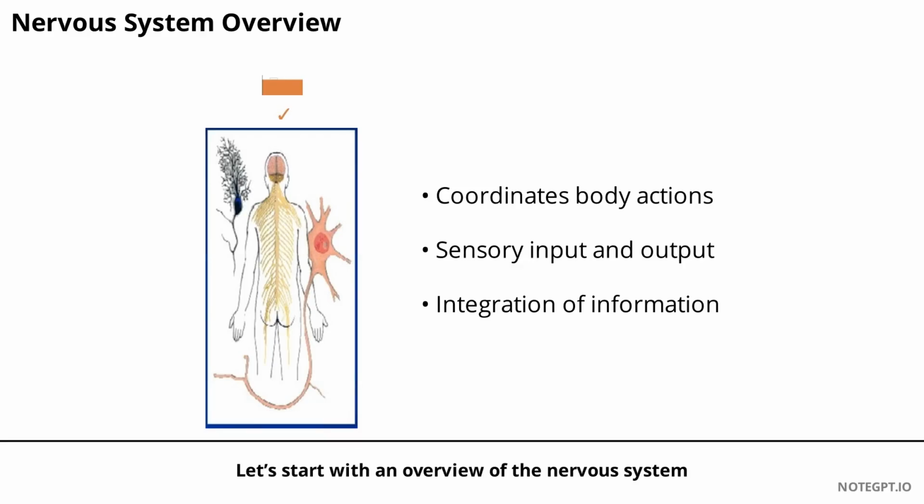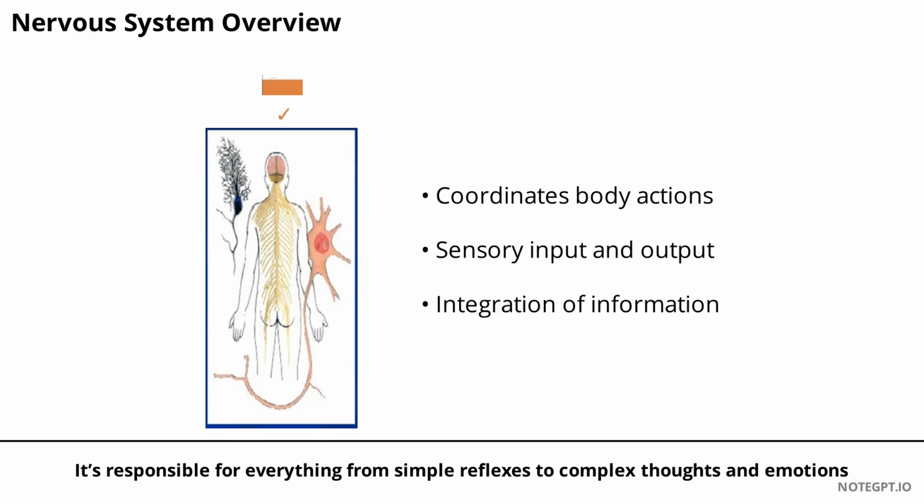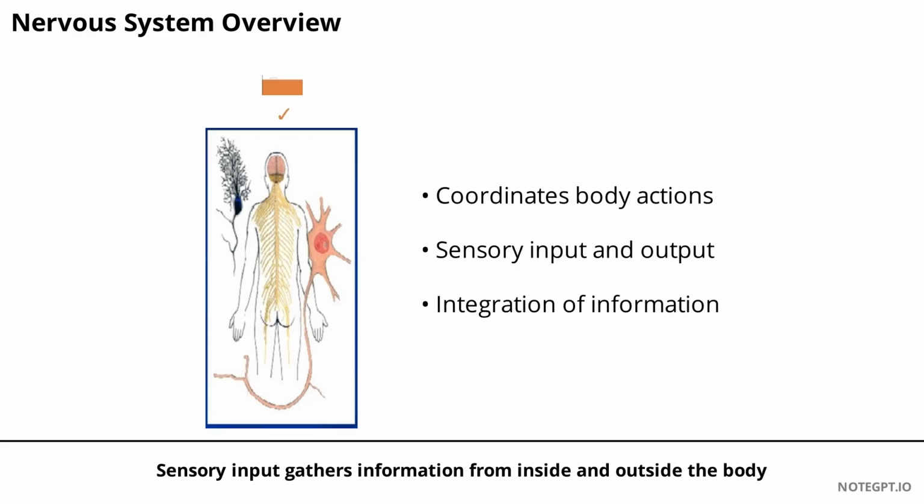The nervous system is an intricate organ system that coordinates both voluntary and involuntary actions by transmitting signals throughout the body. It's responsible for everything from simple reflexes to complex thoughts and emotions. In this section, we'll look at its main functions: sensory input, integration, and motor output. Sensory input gathers information from inside and outside the body. Integration processes and interprets this information, and motor output initiates responses in muscles or glands. Understanding these basics sets the stage for effective assessment.